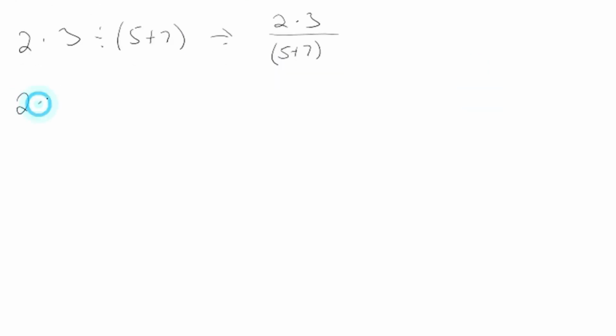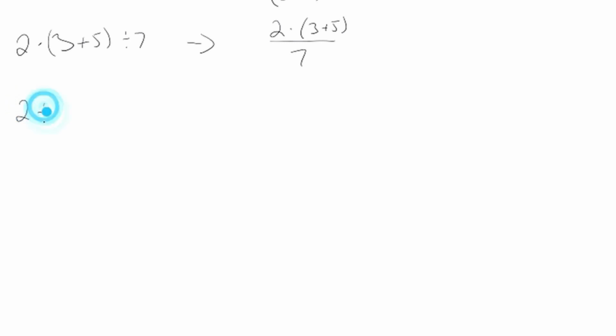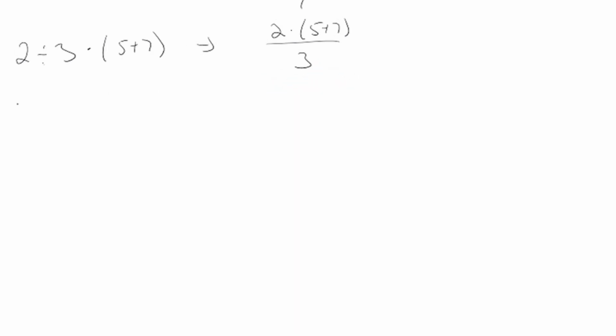So a few more examples. 2 times 3 plus 5 divided by 7. That divided by 7 means the 7 is in the denominator, and the 2 times 3 plus 5 is in the numerator. I could do this as well. 2 divided by 3 times 5 plus 7. Here that divided by 3 means the 3 is in the denominator, and 2 times 5 plus 7 is in the numerator. And lastly, 2 divided by 3 plus 5 times 7. That divided by 3 plus 5 means the 3 plus 5 is in the denominator, and the 2 times the 7 is in the numerator.